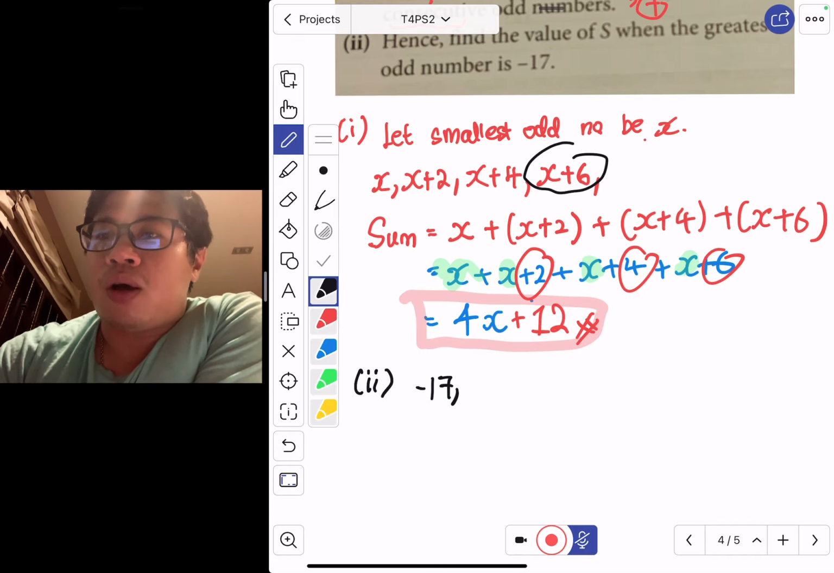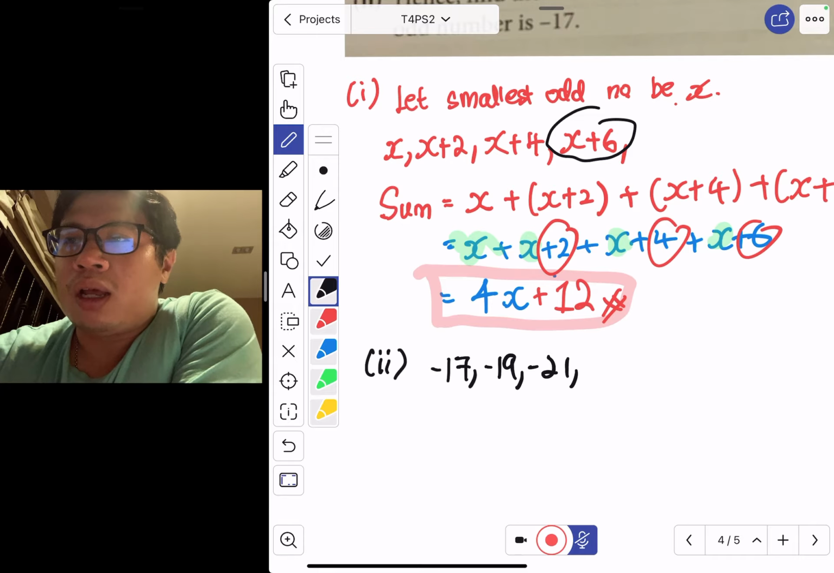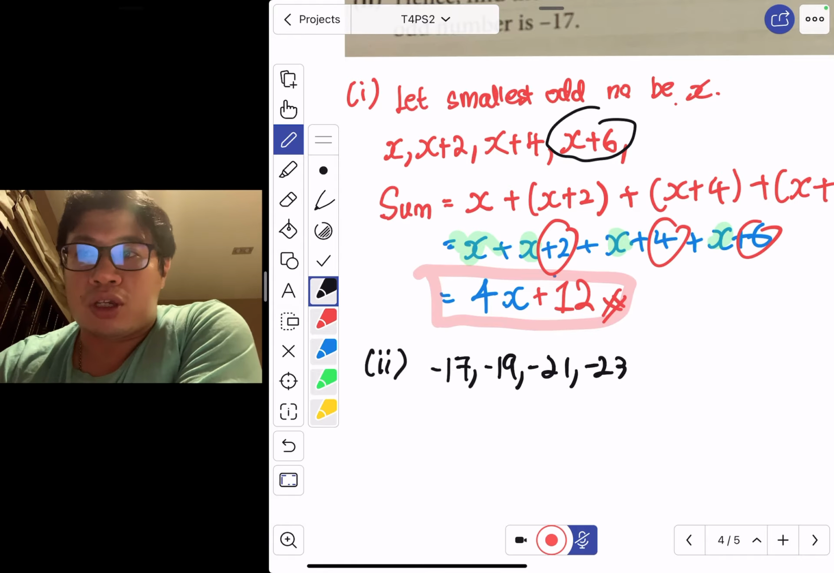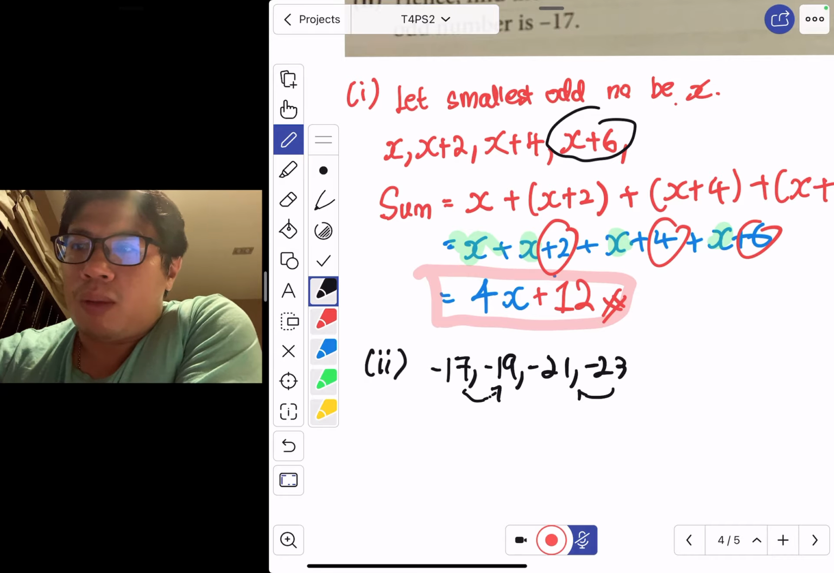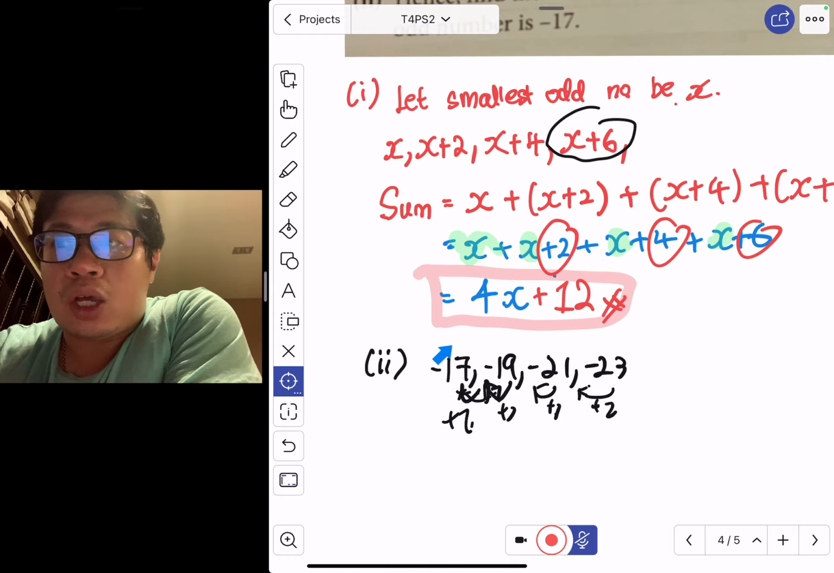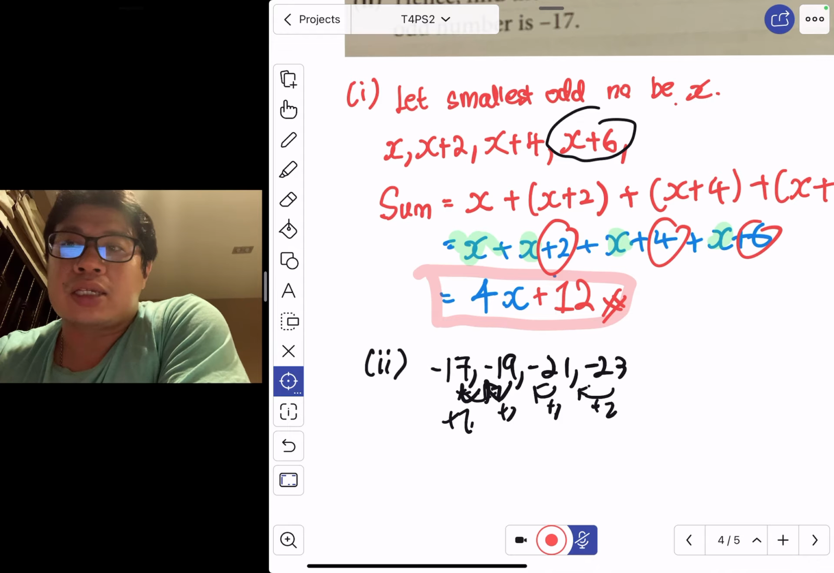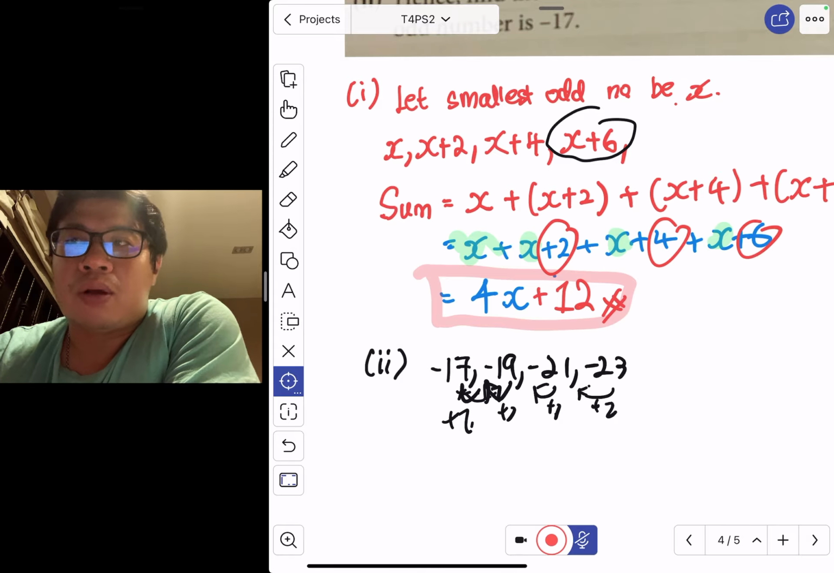Of course some of you will think, negative 17 is the greatest, therefore the smaller ones are negative 19, negative 21, negative 23. These will be the 4 numbers. That's possible, because I'm doing plus 2 from the smallest one each time. Remember that when negative 17 is the greatest odd number, the others should be smaller: negative 19 is smaller by 2, negative 21 is smaller by 4, negative 23 is smaller by 6. But this is not using the hence method, because you're just doing it from scratch.